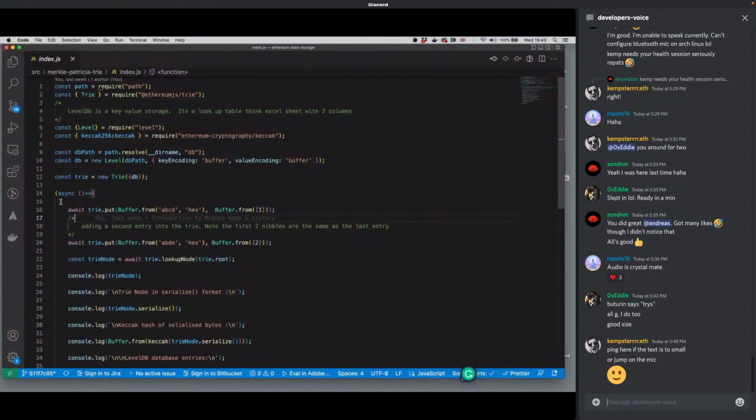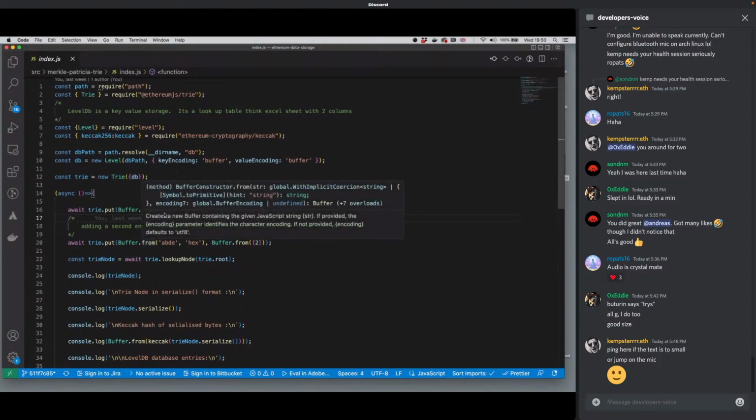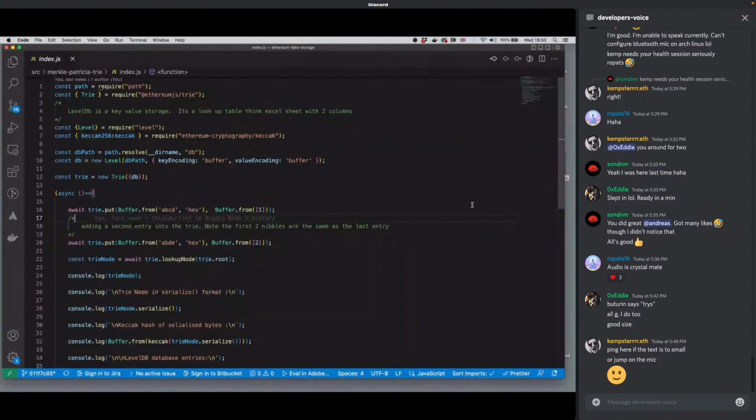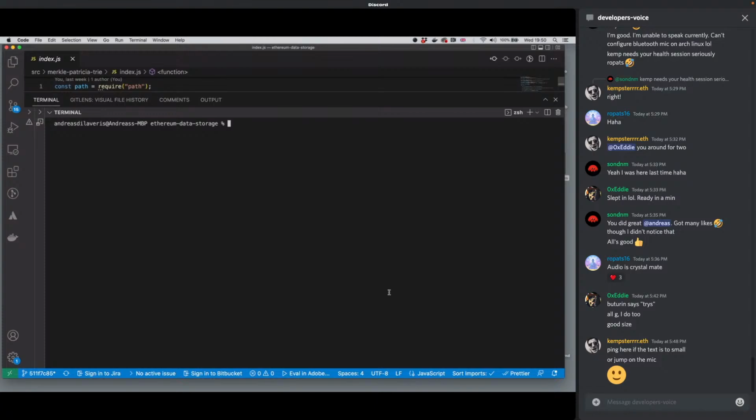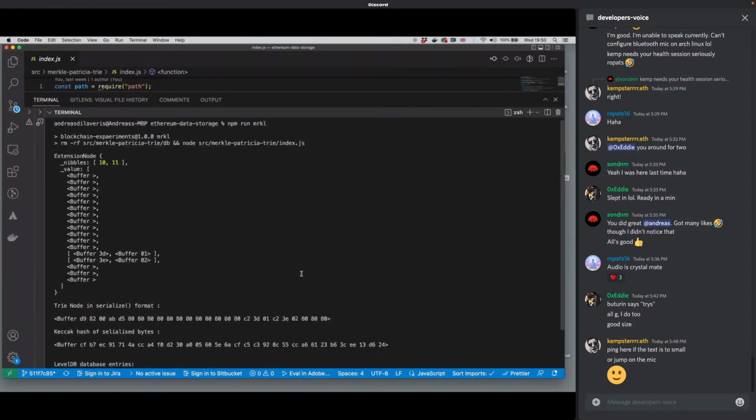Specifically, in the code example, we're going to add two pieces of data to the Trie. If you were here last time, I hope you have an idea of what the key is and the value. If you look at the keys we're about to put into the Trie, you'll notice that both of them start with the nibbles A B, and then veer off into different data. We just run that.